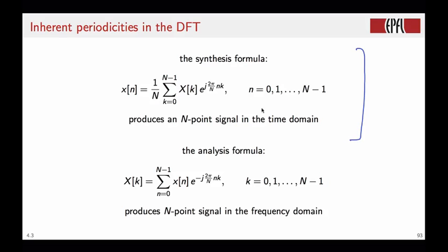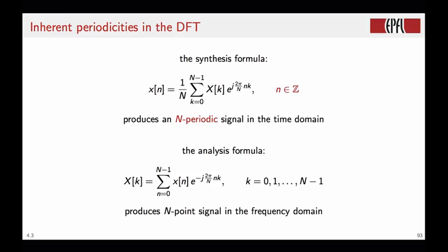So in theory, the output index small n should go from 0 to big N minus 1. But you can see that it only appears here inside this complex exponential. Now this guy is 2 pi periodic, so if you push n over big N minus 1, this will simply cycle over once again as if n was looping over the 0 to N minus 1 range. So in the end, you can actually safely take n to be from the set of integers, and the output will be an N periodic signal in the time domain.